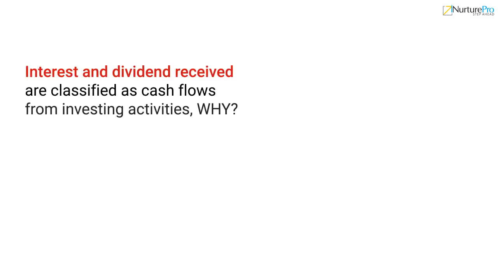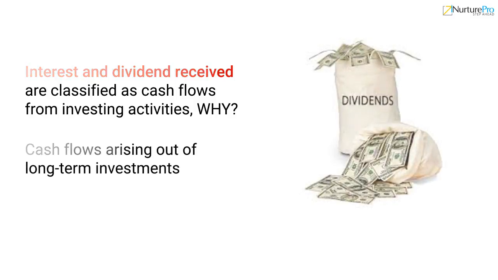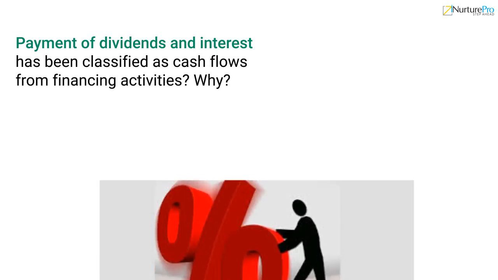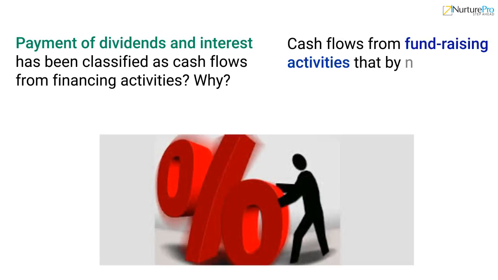Did you note something in the examples of investing and financing activities? Interest and dividend received are classified as cash flows from investing activities. Why? Because these are cash flows arising out of long-term investments, which by nature is an investing activity. Similarly, payment of dividends and interest has been classified as cash flows from financing activities. Why? Because these are cash flows from fundraising activities that by nature is a financing activity.